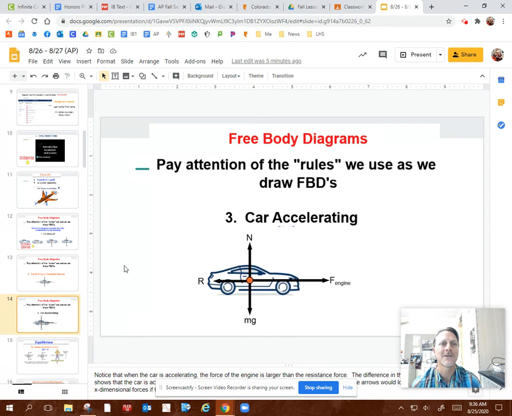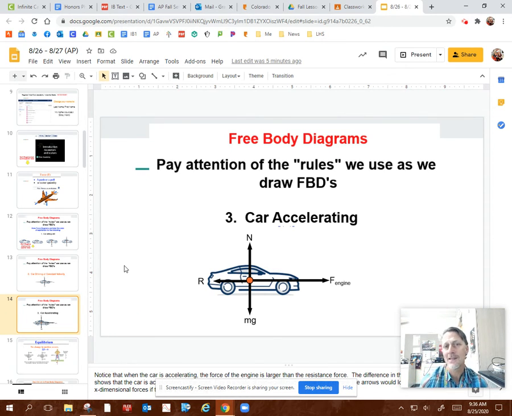And the next one here shows a car accelerating. One of the things to notice in the accelerating process right here is that the engine force is bigger than the resistance force. So there's now an imbalance in those forces. There's a net force that goes to the right. And so what's going to happen with the car when there's a net force to the right is that the car will accelerate to the right.